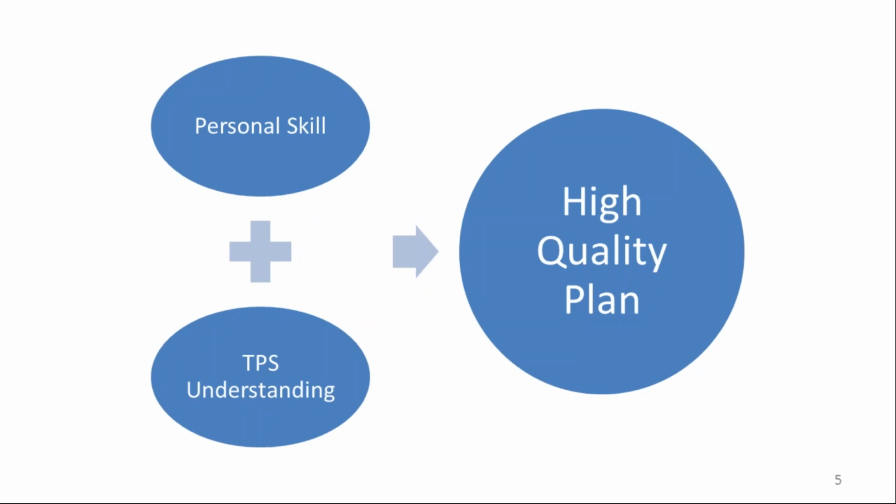Now, in order to achieve high quality plans, planners worldwide need two very important factors. The first one is personal planning skills, and the second one is an understanding of the treatment planning system. You may have a treatment planning system that is very powerful, but you don't understand it, and you don't have your own strategies and techniques to achieve high quality plans. In this case, you cannot blame the treatment planning system. You need to work on yourself in order to understand the system deeply and achieve high quality plans.